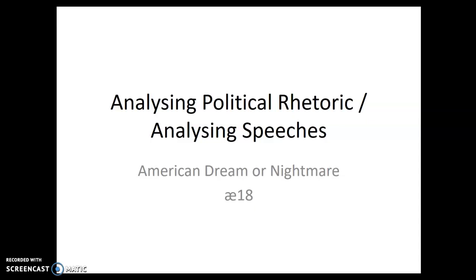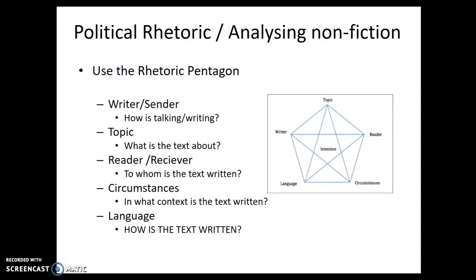A short presentation giving you some tools to use when analyzing political rhetoric, and in this example, analyzing a political speech, as you're going to do today. When analyzing political rhetoric and speeches, you are simply going to use the same tools as you use when analyzing non-fiction generally.